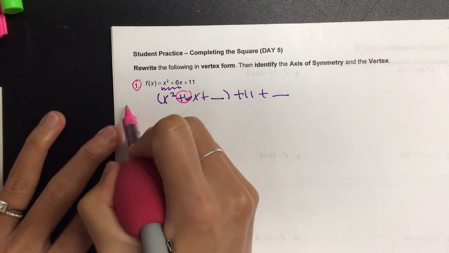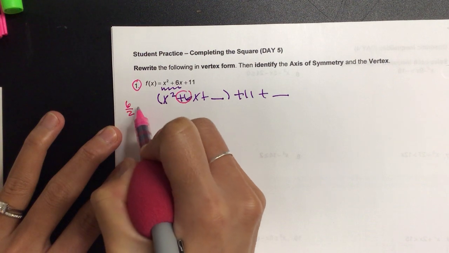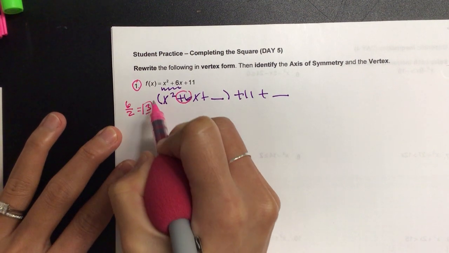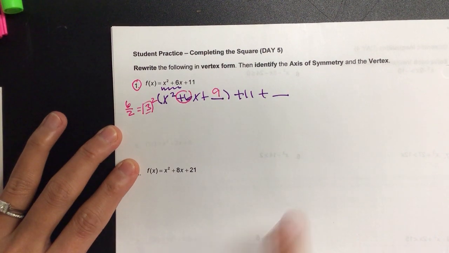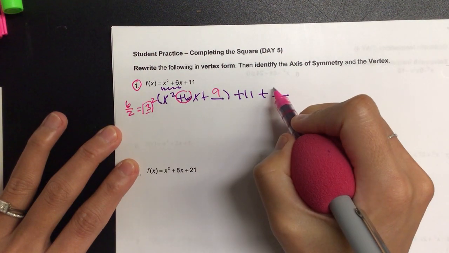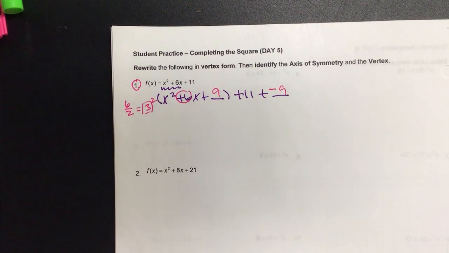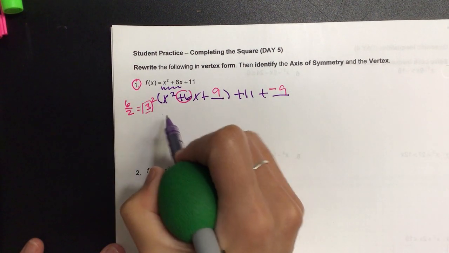No? That's okay. What is half of 6? 3. And then you box it and square it. How many is that? 9. That 9 goes right in here. On the second blank, it must be the opposite, which is negative 9. So that means our final answer is the following.